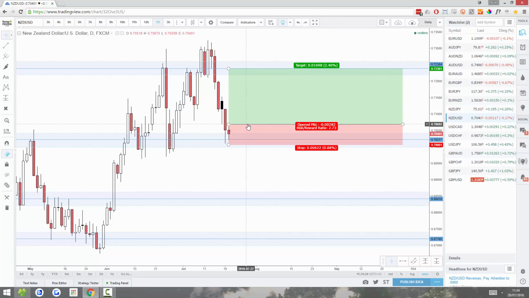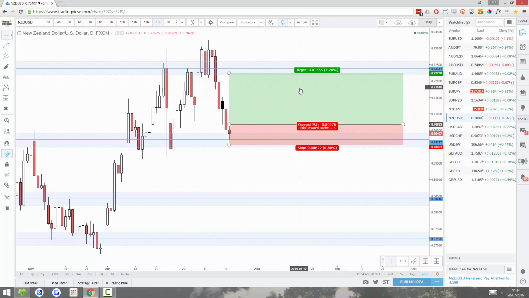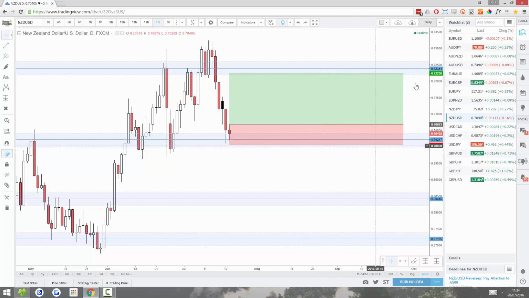So my entry would roughly be 0.7070. My stop loss would roughly be 0.7007, and my target would be around 0.72, probably a touch lower than that, 0.7230 or so. 0.7220 is probably more accurate. But again, this isn't proper analysis on this setup because the setup hasn't closed yet and it won't close for quite some time. So I'll come back to this when it actually closes, and we'll look at what it looks like at that point.